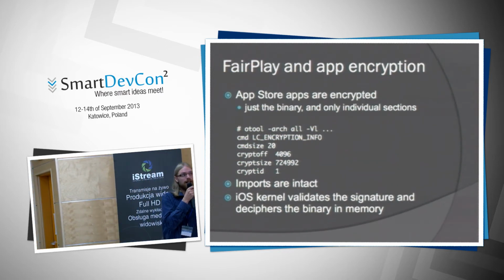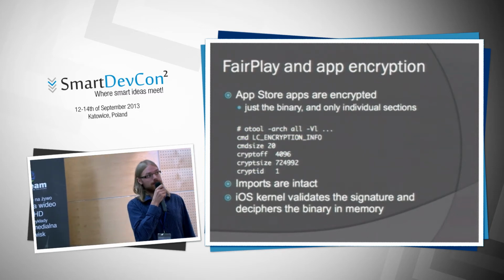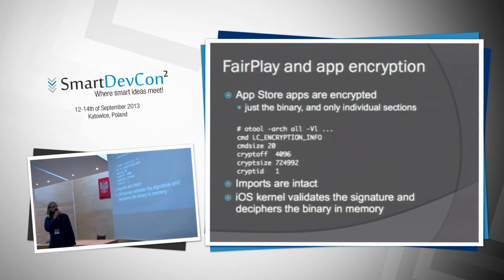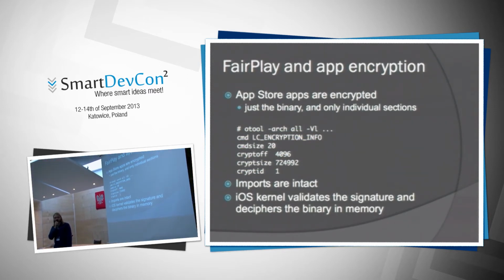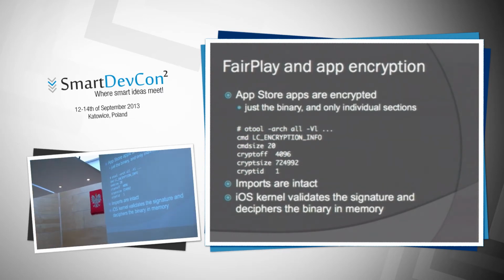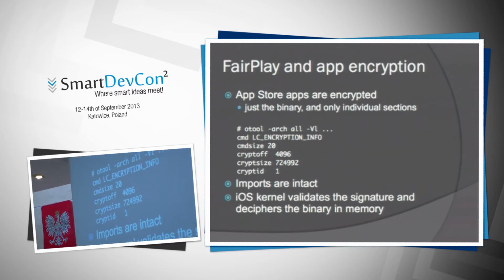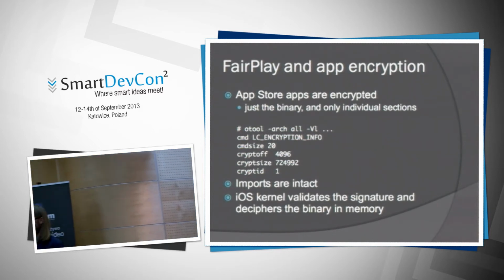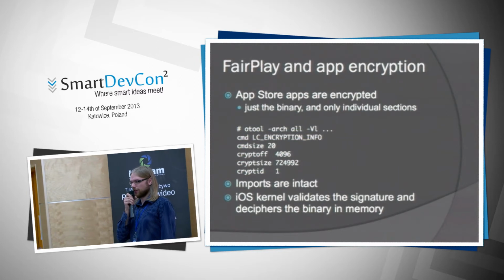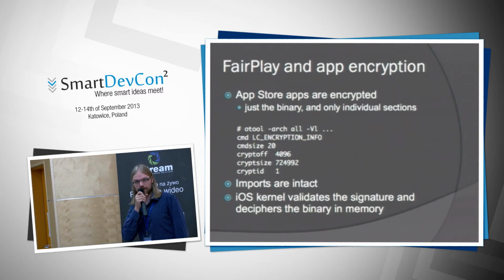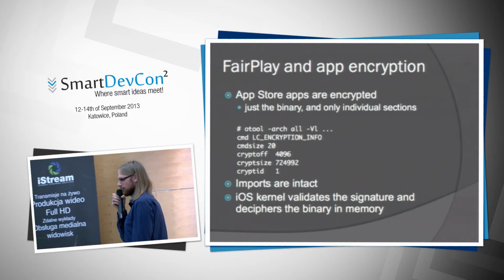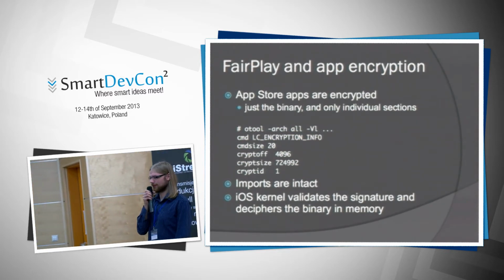It's a great book, and you can easily detect encryption in an iPhone binary with this tool called otool. It also has the capability to disassemble a binary, and this cryptid 1 means that the binary is encrypted. I also think that the binary is encrypted differently each time you download it from the App Store. It's encrypted for, I think, your Apple ID. So if another user downloads the same app, it will be encrypted differently, which also makes it quite hard to actually decrypt the binary.